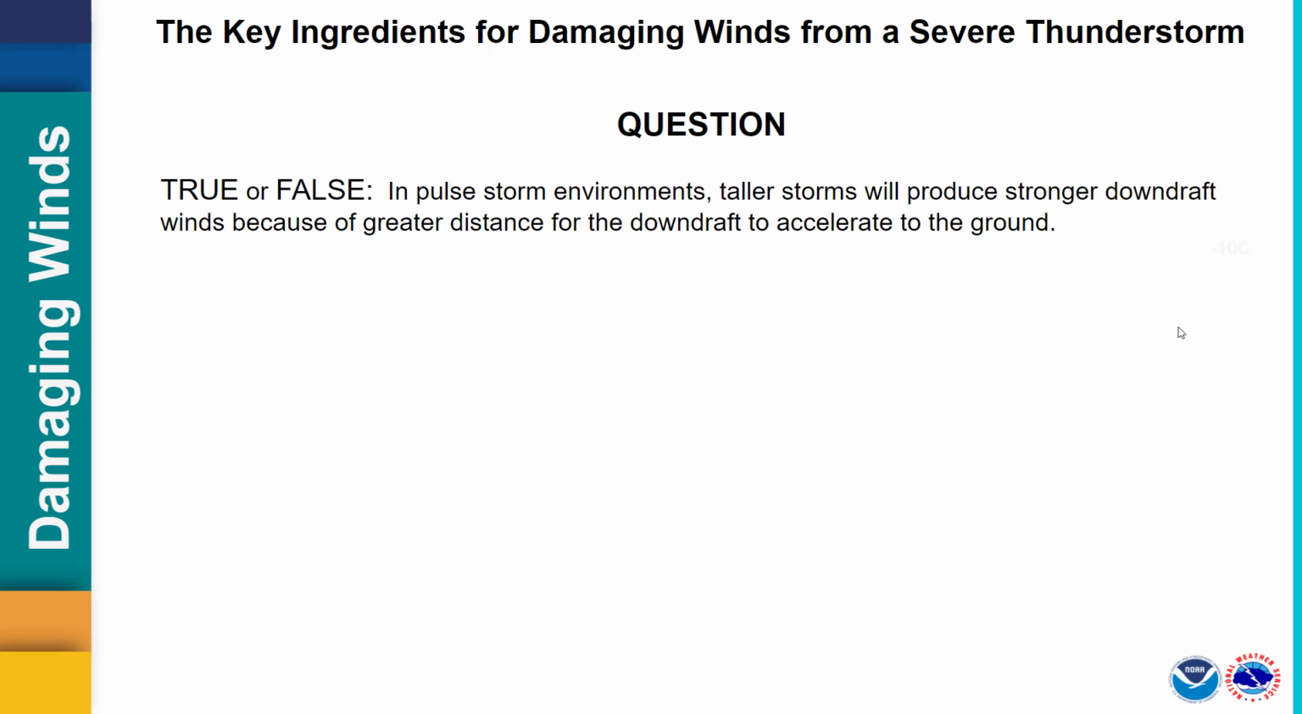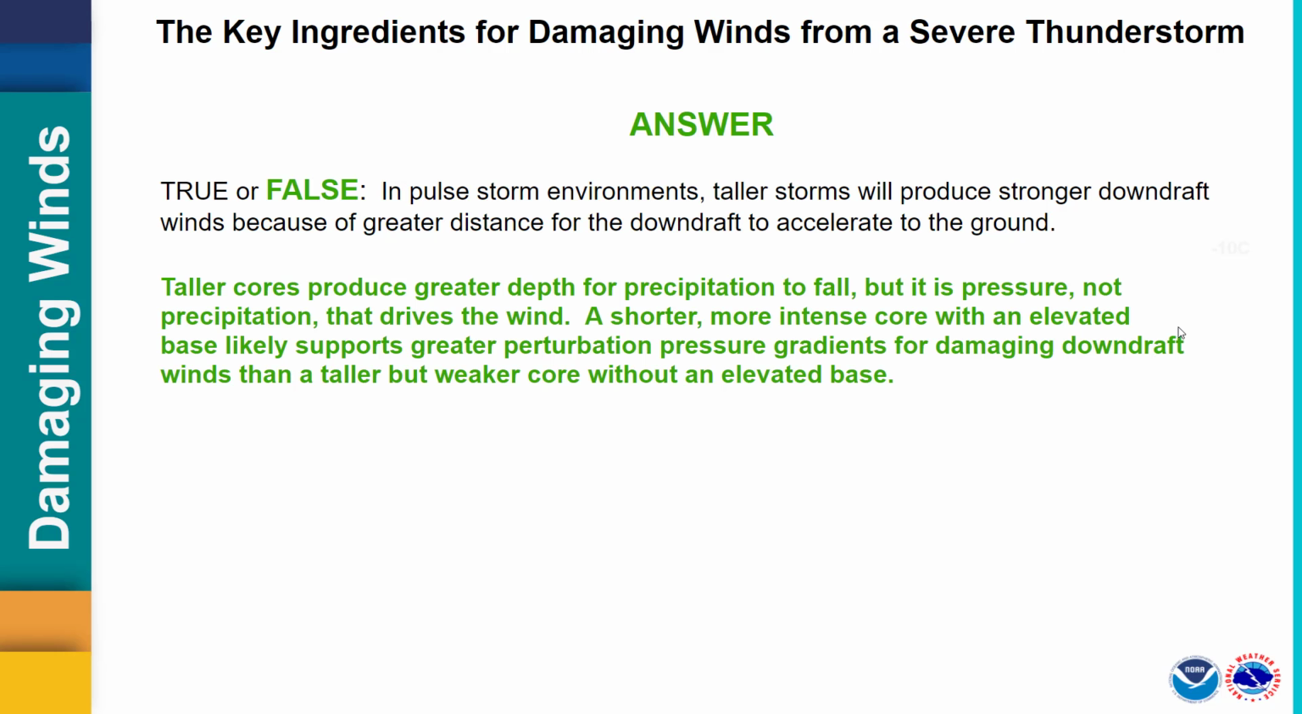True or false: in pulse storm environments, taller storms will produce stronger downdraft winds because of greater distance for the downdraft to accelerate to the ground? The answer here is false. Taller cores produce greater depth for precipitation to fall, but it is pressure, not precipitation, that drives the wind.